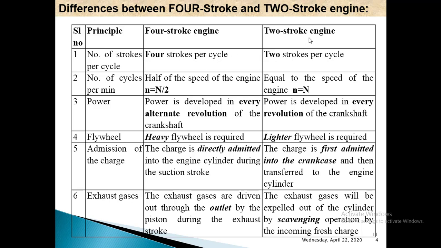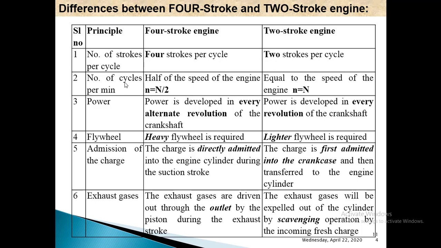In the two-stroke engine, there will be only two strokes per cycle. The upward stroke and downward stroke, or you can call them the compression stroke and power stroke, where the suction and exhaust strokes are taken along with those two strokes. So only two strokes per cycle in the case of the two-stroke engine. It is very easy to remember. The name itself suggests that for the four-stroke engine there will be four strokes per cycle, and for the two-stroke engine there will be only two strokes per cycle. So this is regarding the number of strokes per cycle.